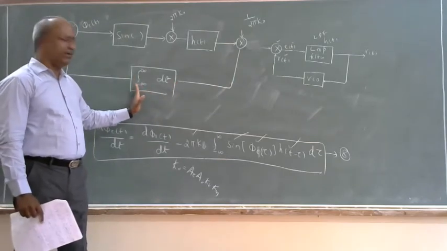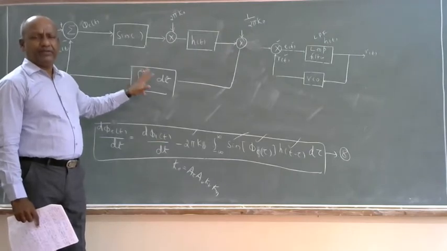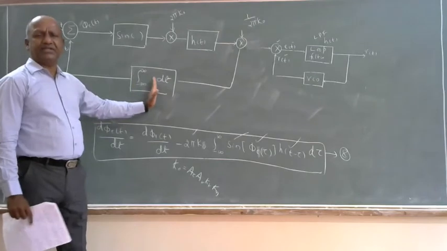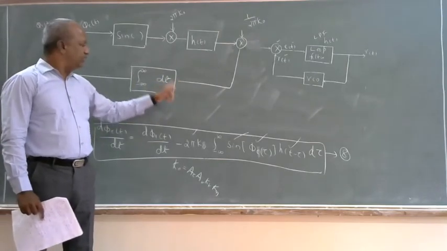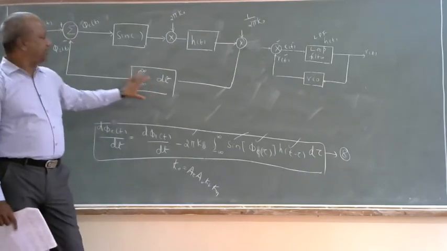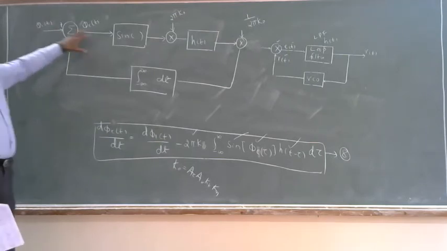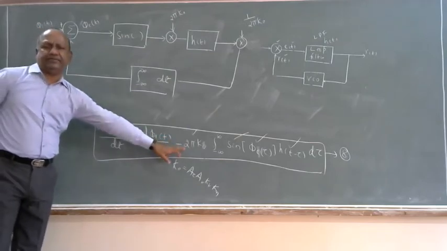So now it is available in the form of integration from minus infinity to plus infinity. Anyway, that 2 pi k naught is a constant outside. Inside, sine phi of tau into h of t minus tau d tau. So that term is going to be available as a part of phi 2 of t. Input is phi 1 of t, and phi of t equals phi 1 minus phi 2, where phi 2 equals the second term.